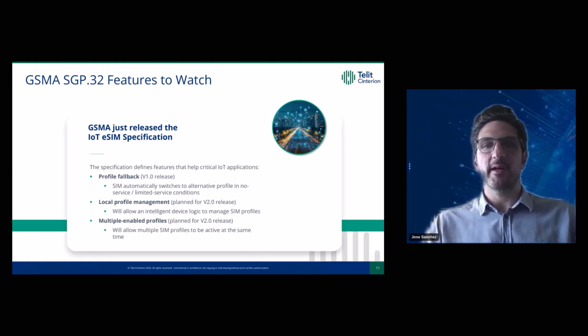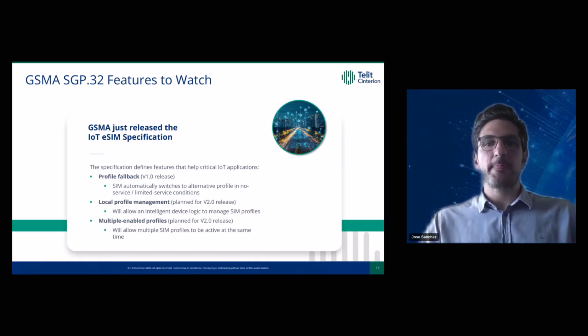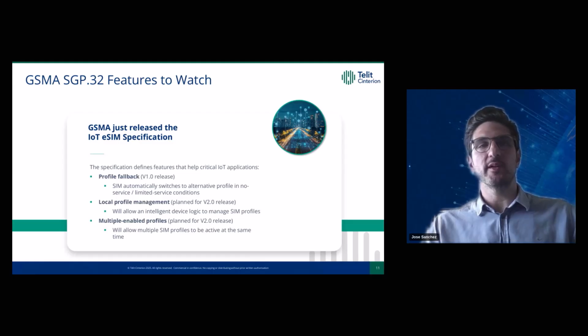For instance, profile fallback. It's a feature that allows the SIM card to automatically switch to alternative profiles in no service or limited service conditions. So the SIM card automatically switches the profile in order to remain connected, and the device will be able to remain connected even in situations where the network to which the device is attached is down for a certain time, or coverage is lost.